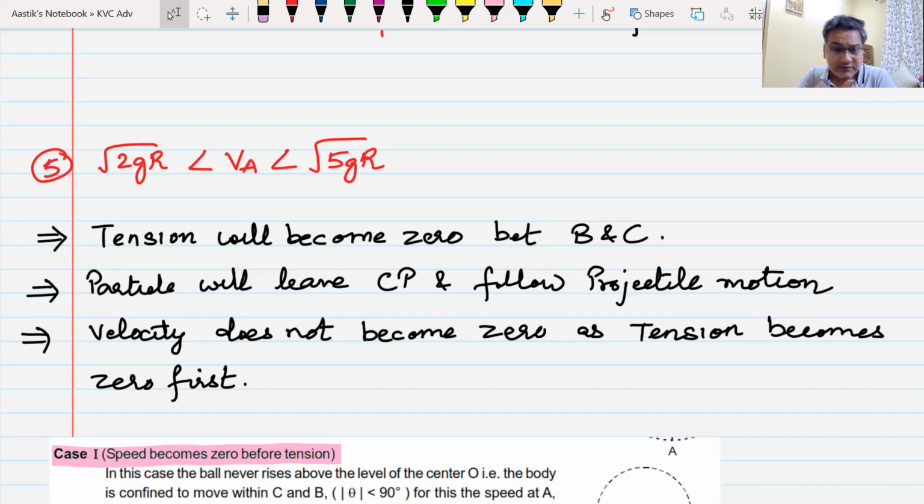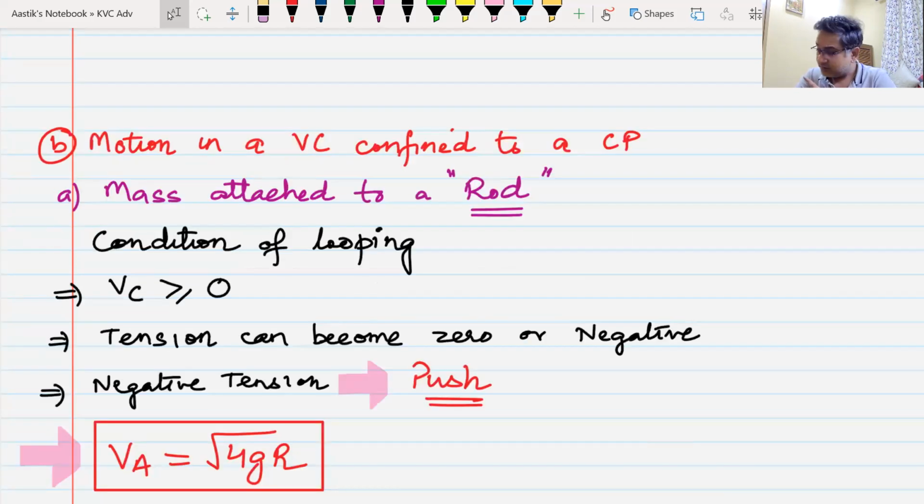Then there was a case, if you remember, of a body confined to a circular path. There is a body attached to a rod. It cannot leave. In that case, everything else remains the same, but the velocity to complete the circular path is root over 4GR. So just remember it. You can revise it once you go back home, give it 5-10 minutes, and I think you would be able to recollect what we had done in those classes.